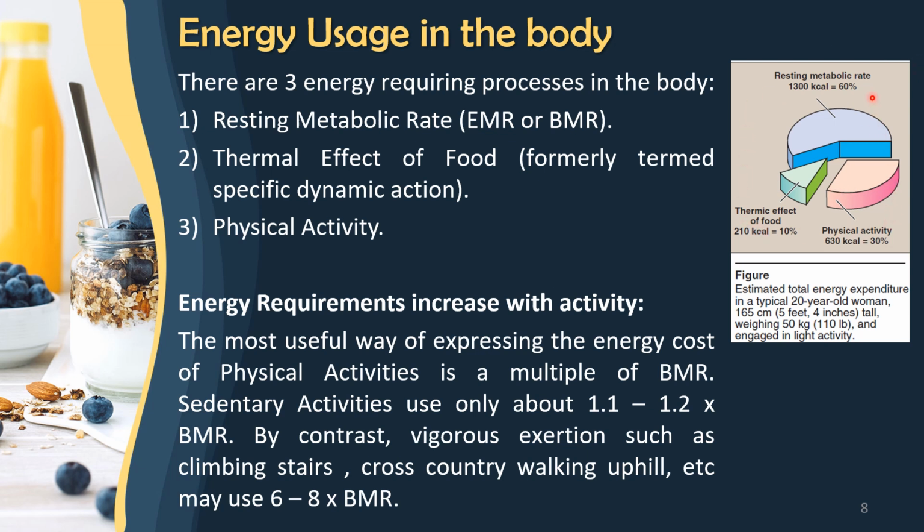Here in this chart is approximately a lady, and the energy calculated is 2140. 1300 is utilized in the BMR, 10% in the thermic effect of the food, and 30% in the physical activity. The best measure of the energy cost for physical activity is the BMR. Here it is half of the BMR because that lady is involved in very light physical activity. If you go for normal physical activity, the energy expenditure can become equal to the BMR, so it is a multiple of the BMR, 1.1 to 1.2 multiplied by the BMR.